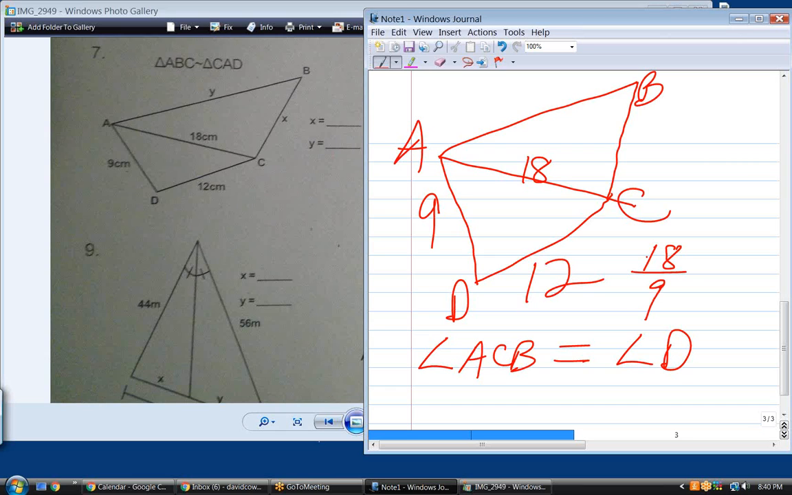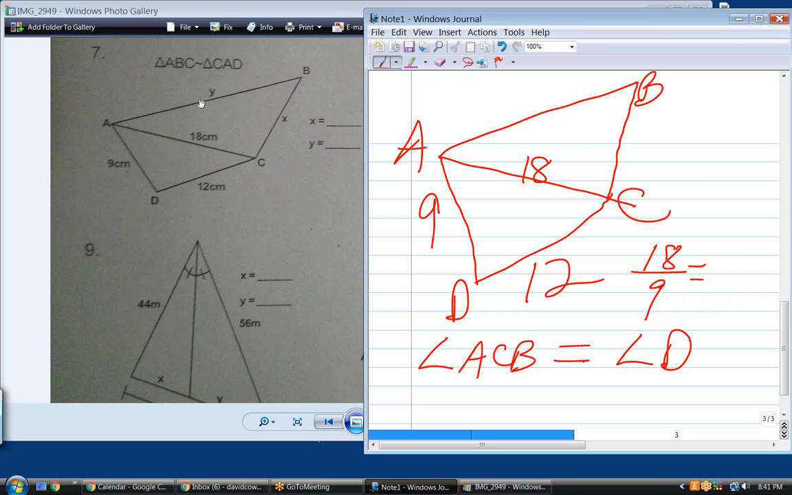Equals what? Would it be x to 18? No. X, this side, will be on top of this side. So x is to 12. So x has to be 24. And I can use that same similarity ratio, 18 is to 9, for the other side.